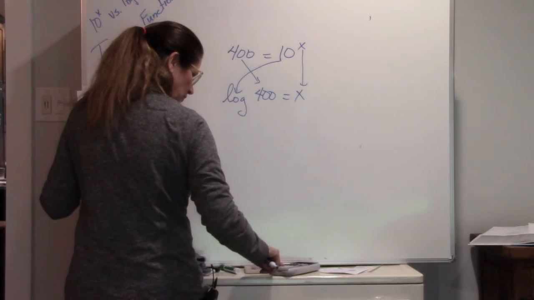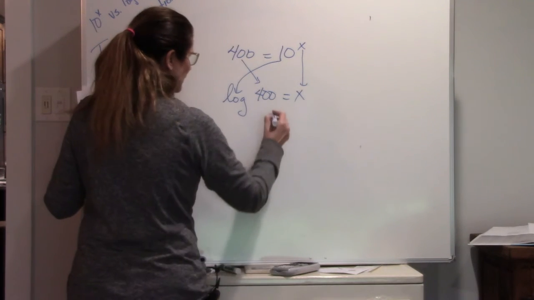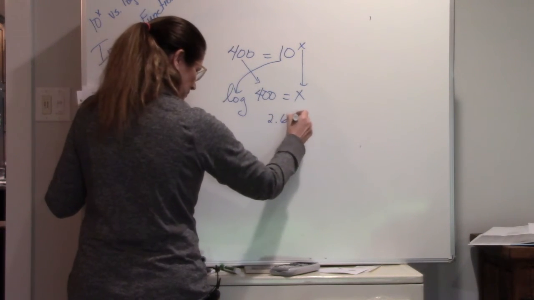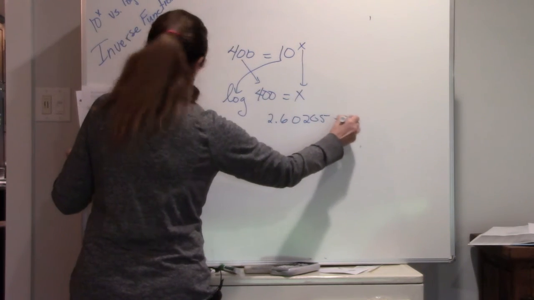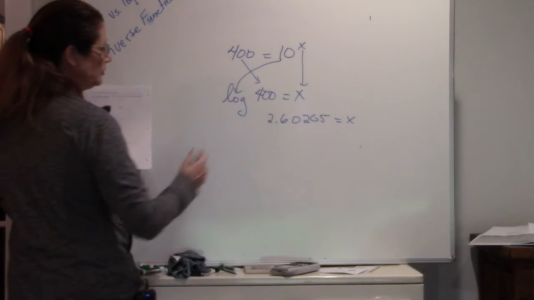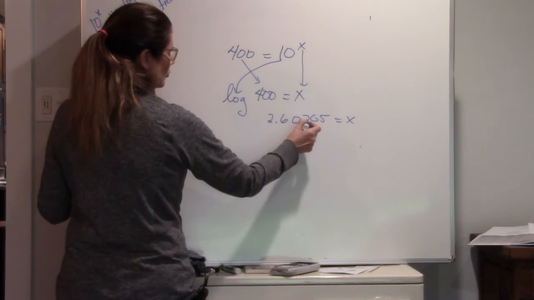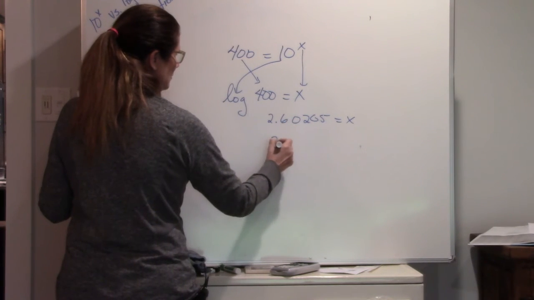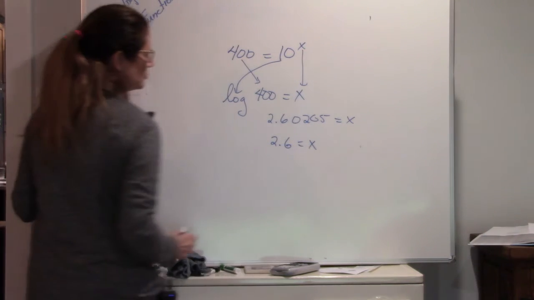Log of 400 is 2.60205 equals x. And it doesn't say what we're rounding to, so we'll round to 2 places. So the 2 makes the 0 stay the same, so it is about 2.6.